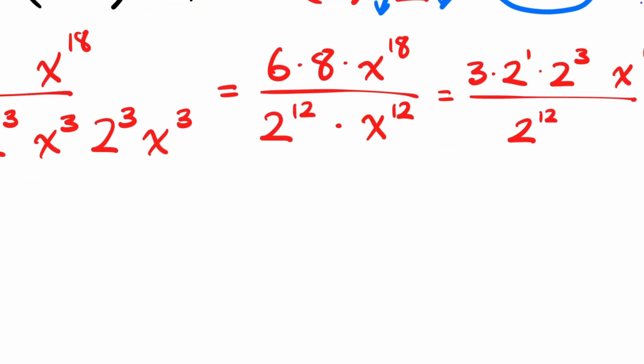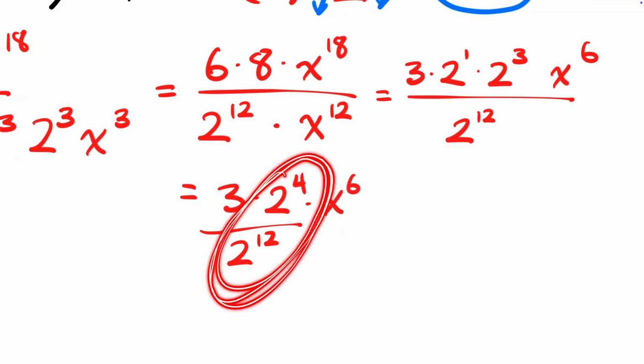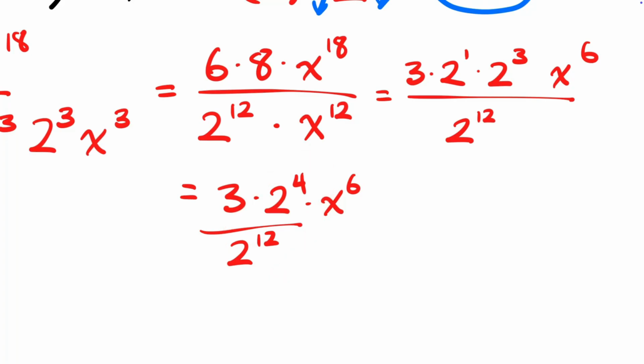So I really have, let's come down here. This is really equal to 3 times 2 to the power of 4 all over 2 to the power of 12. And then I still have that x to the power of 6 on the top. What do you notice about these? You can cross them out. Kind of. The bottom is going to be 2 to the power of 8. Why did you do 2 to the power of 8? It's gonna subtract. Subtract the bigger numbers. Yeah, so I have 3x to the power of 6 over 2 to the power of 8.